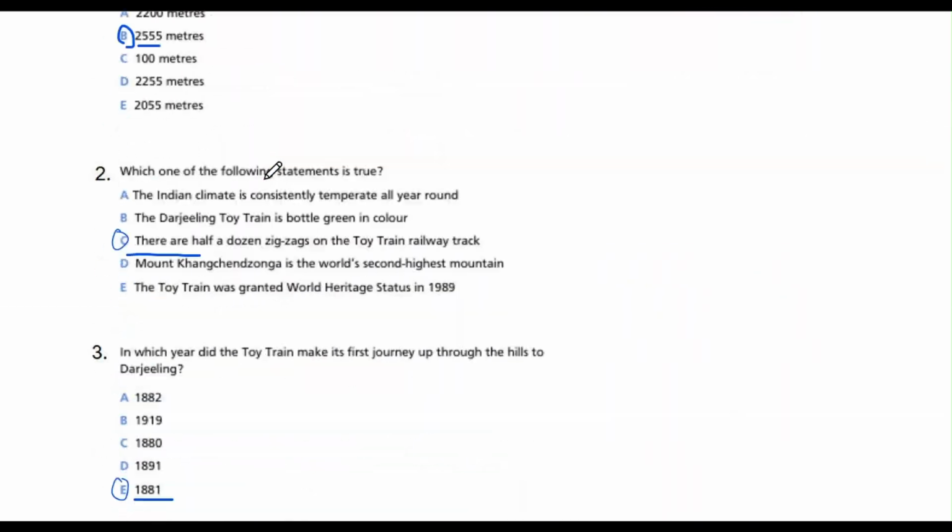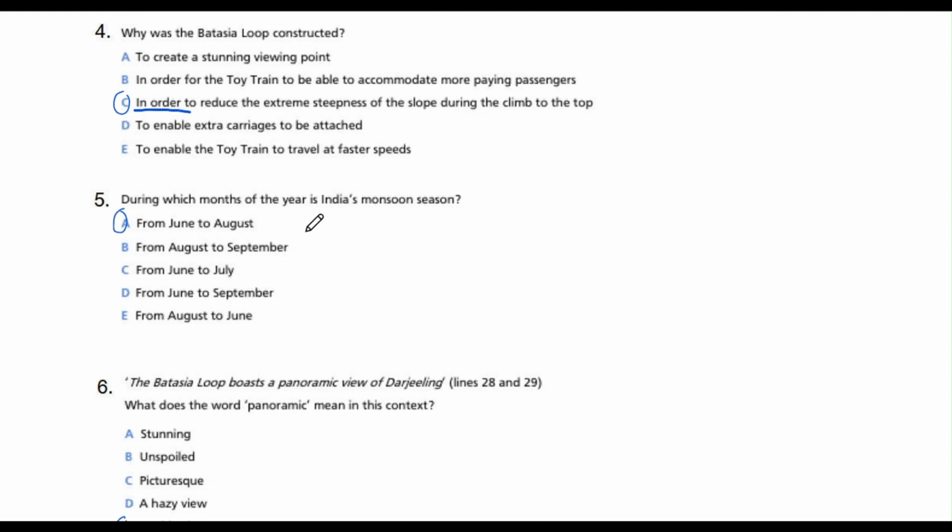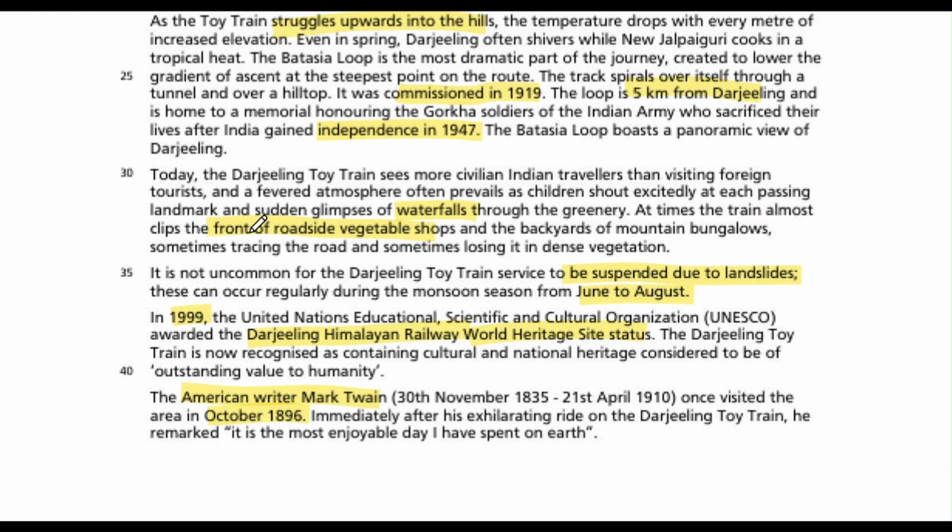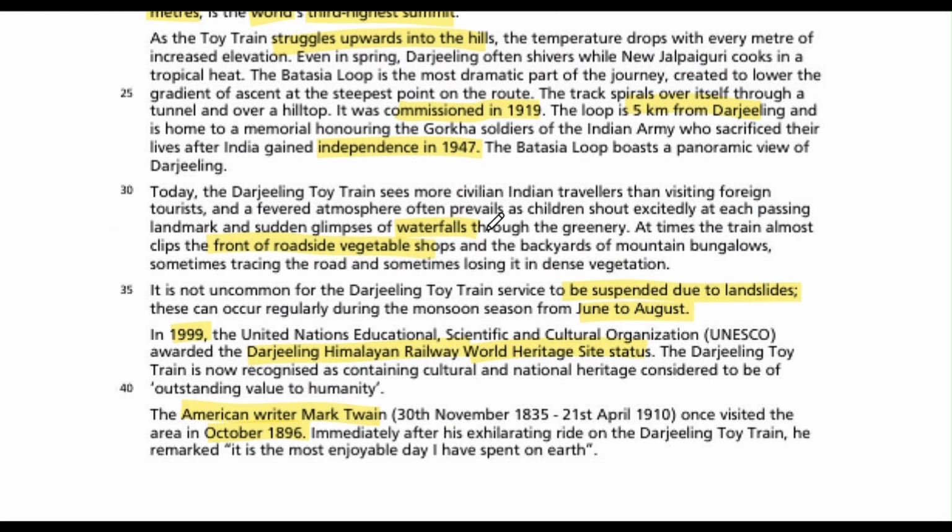Question 5. During which months of the year is India's monsoon season? The options are A, from June to August, B, from August to September, C, from June to July, D, from June to September, E, from August to June. The answer is A, from June to August. The text tells us directly that the monsoon season is, quote, from June to August.